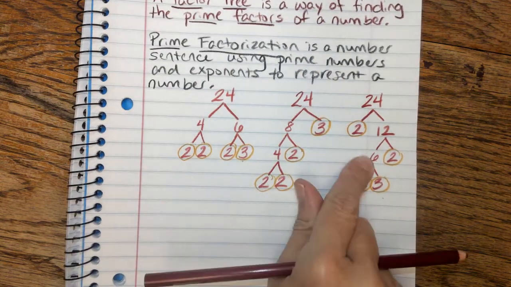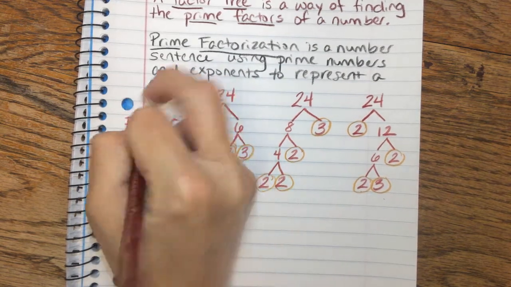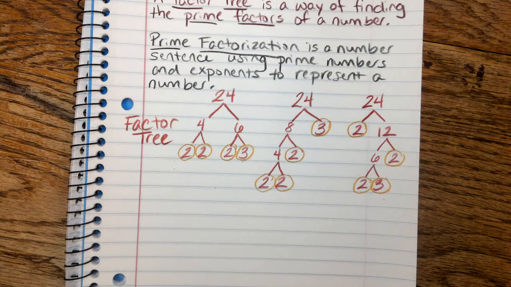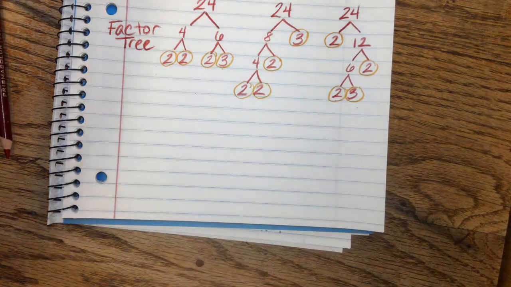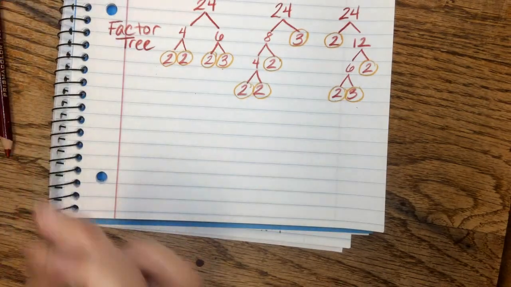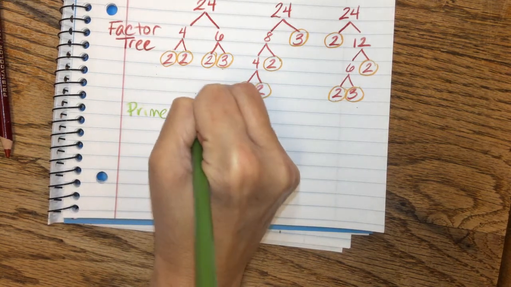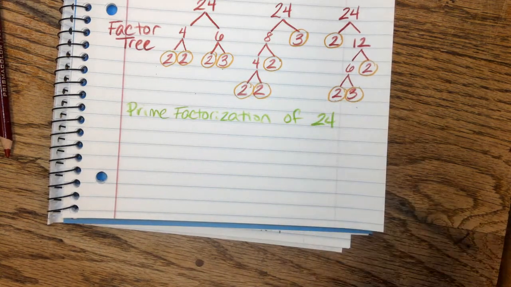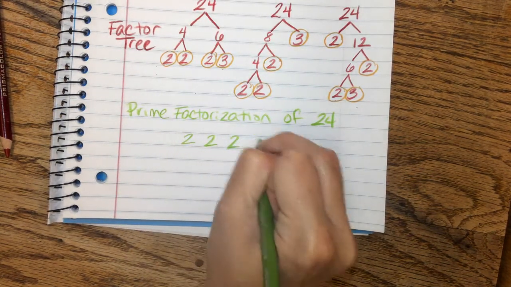So this is the factor tree. That's just what we have all agreed to call this. And now I'm going to show you how you turn a factor tree into a prime factorization. You do that by just writing a number sentence. So the prime factorization of 24, I take these. So what do I have? I have 2, 2, 2, and 3.